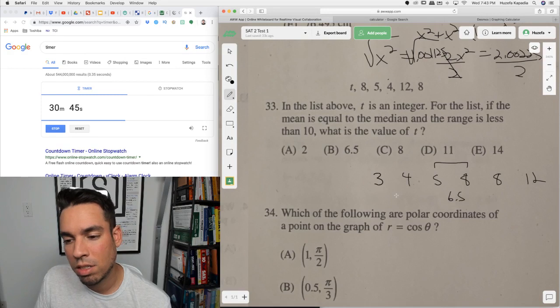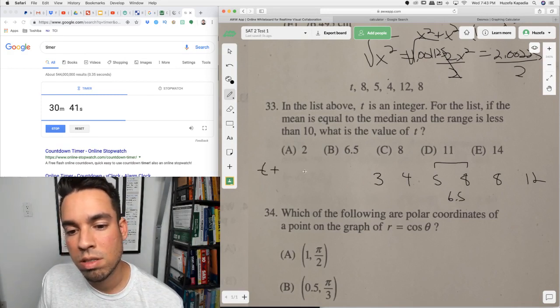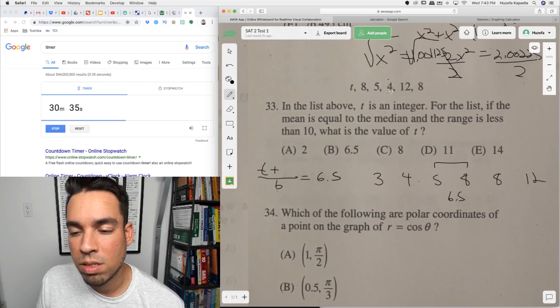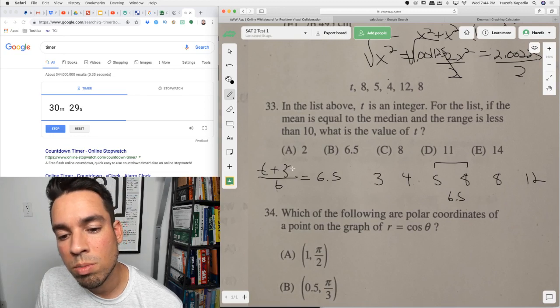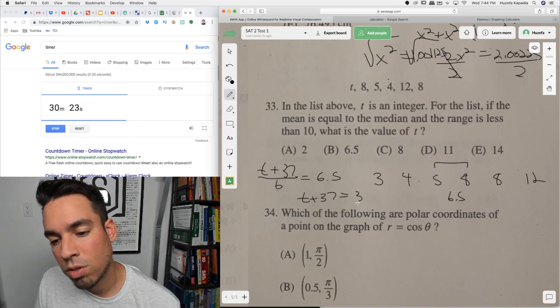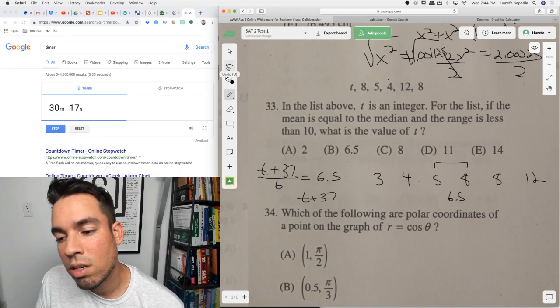All right. So let's say the median is 6.5. So then it's like t plus all of this stuff divided by 6 has to equal 6.5. Let's see if we can find that value. So 8 plus 5 is 13, 17, 27, 29, 37. So t plus 37. Okay, multiply both sides by 6. T plus 37 equals 36 plus 3 is 39. Subtract 37, t equals 2. But t can't equal 2 because the range has to be less than 10.